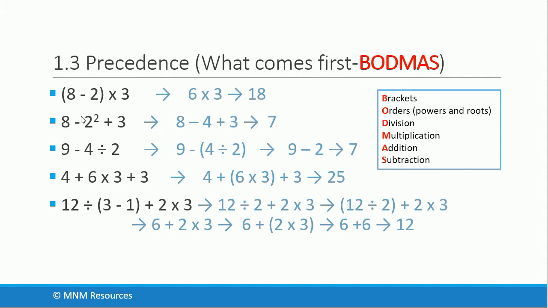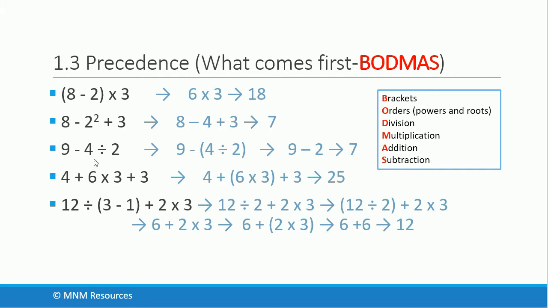This example involves addition, subtraction, and 2 to the power of 2. So powers as well. So let's look at our rule. So powers or orders is the first thing that you would do, followed by addition and subtraction, which we know now can be interchanged. So 2 to the power of 2 gives you 4. 8 minus 4 gives you 4, plus 3 gives you an answer of 7.